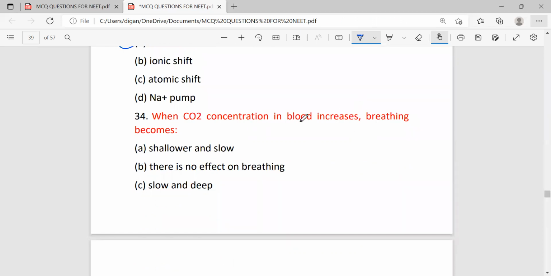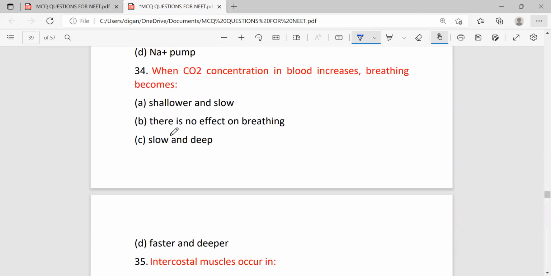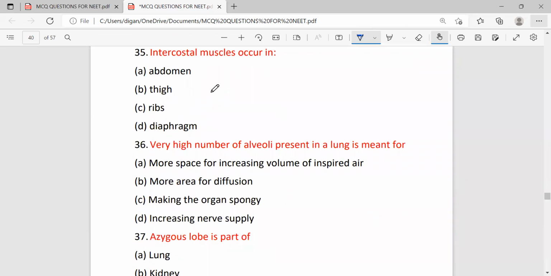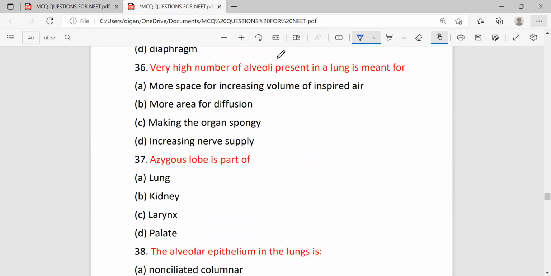When carbon dioxide concentration in blood increases, breathing becomes, for 34, the correct option is D. It means faster and deeper. For 35, intercostal muscles occur in ribs. Very high number of alveoli present in lungs is meant for more area of diffusion.